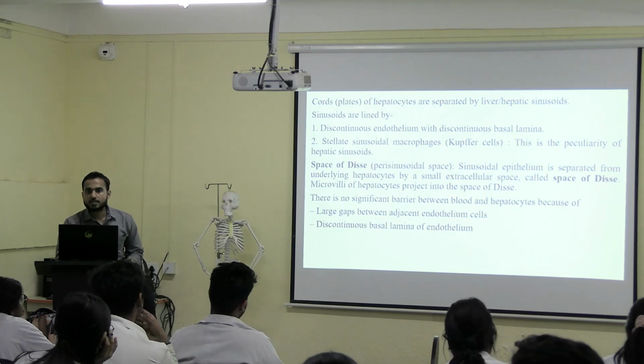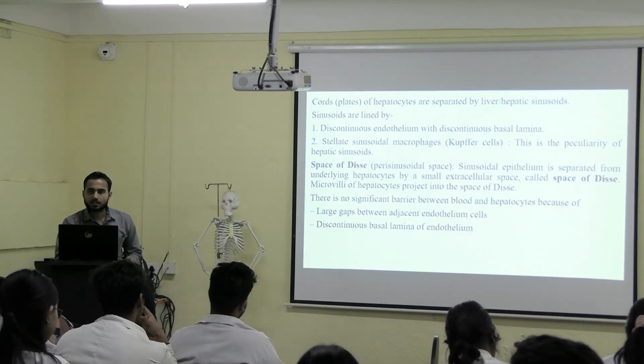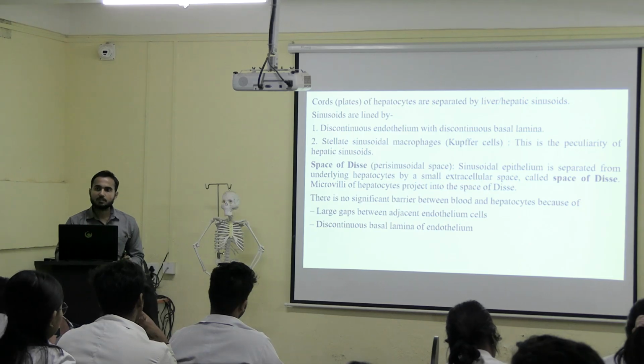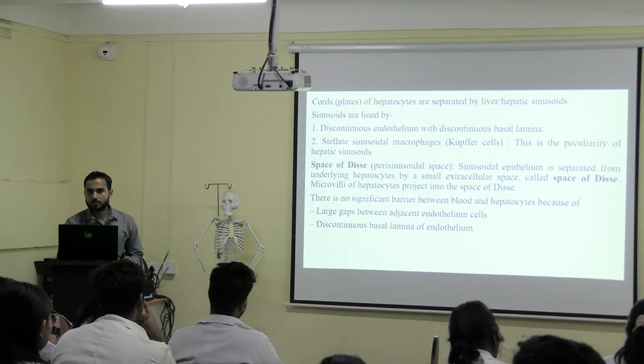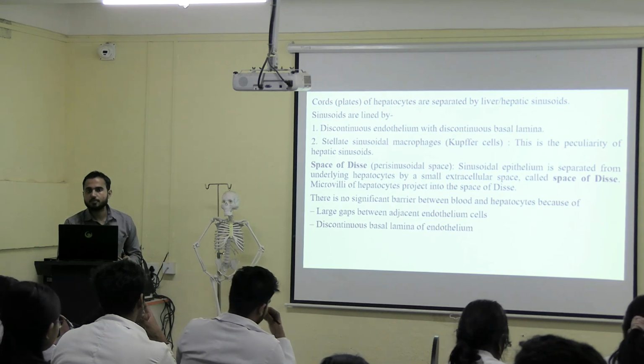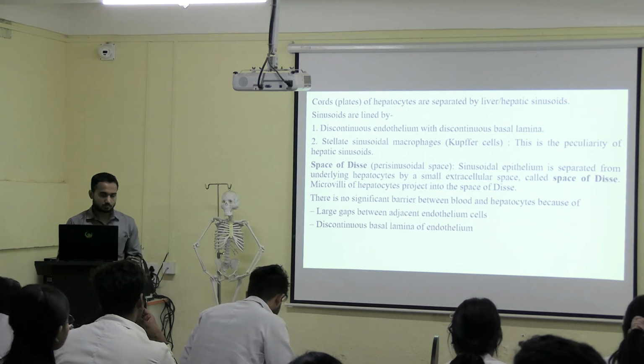Now, in case of liver, there is no significant blood-liver barrier. Why? Because the endothelium is not complete, the basement membrane or the basal lamina is not complete. That's why a complete barrier cannot be formed. Okay.